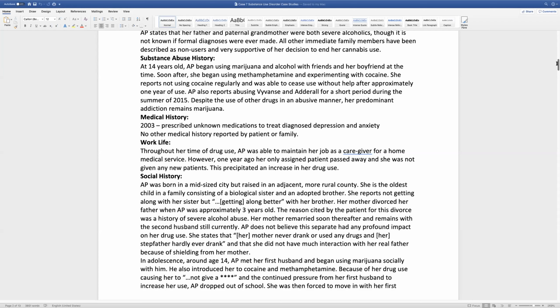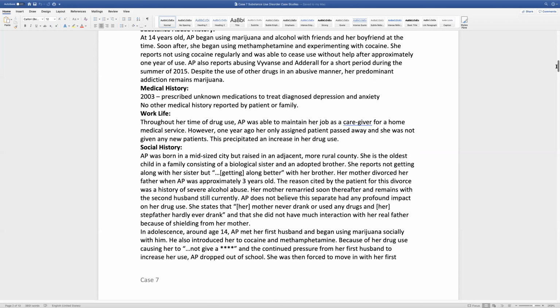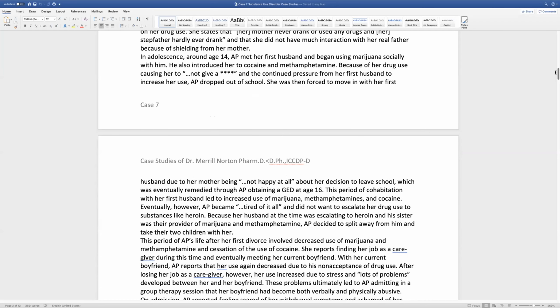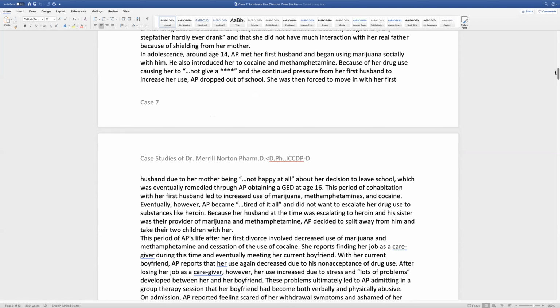In adolescence, AP met her first husband, began using marijuana socially with him. He also introduced her to cocaine and methamphetamine. Because of her drug use and the continued pressure from her first husband to increase drugs, AP dropped out of school. She was forced to move in with her first husband due to her mother being not happy at all about her decision to leave school, which was eventually remitted when AP obtained a GED at age 16.